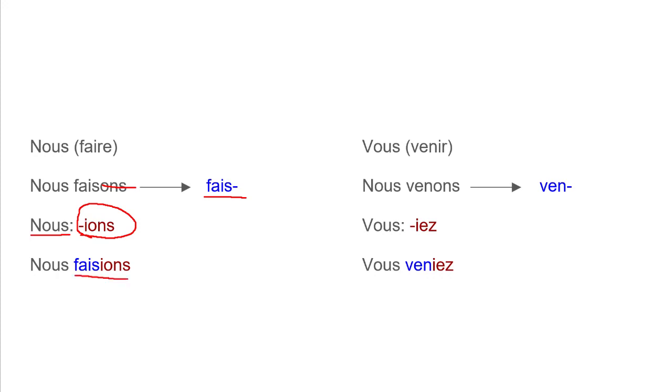For the verb venir, subject vous, we have nous venons. Take off the ONS to get the stem. Add the appropriate ending for the subject vous, which is IEZ. And so we say vous veniez.